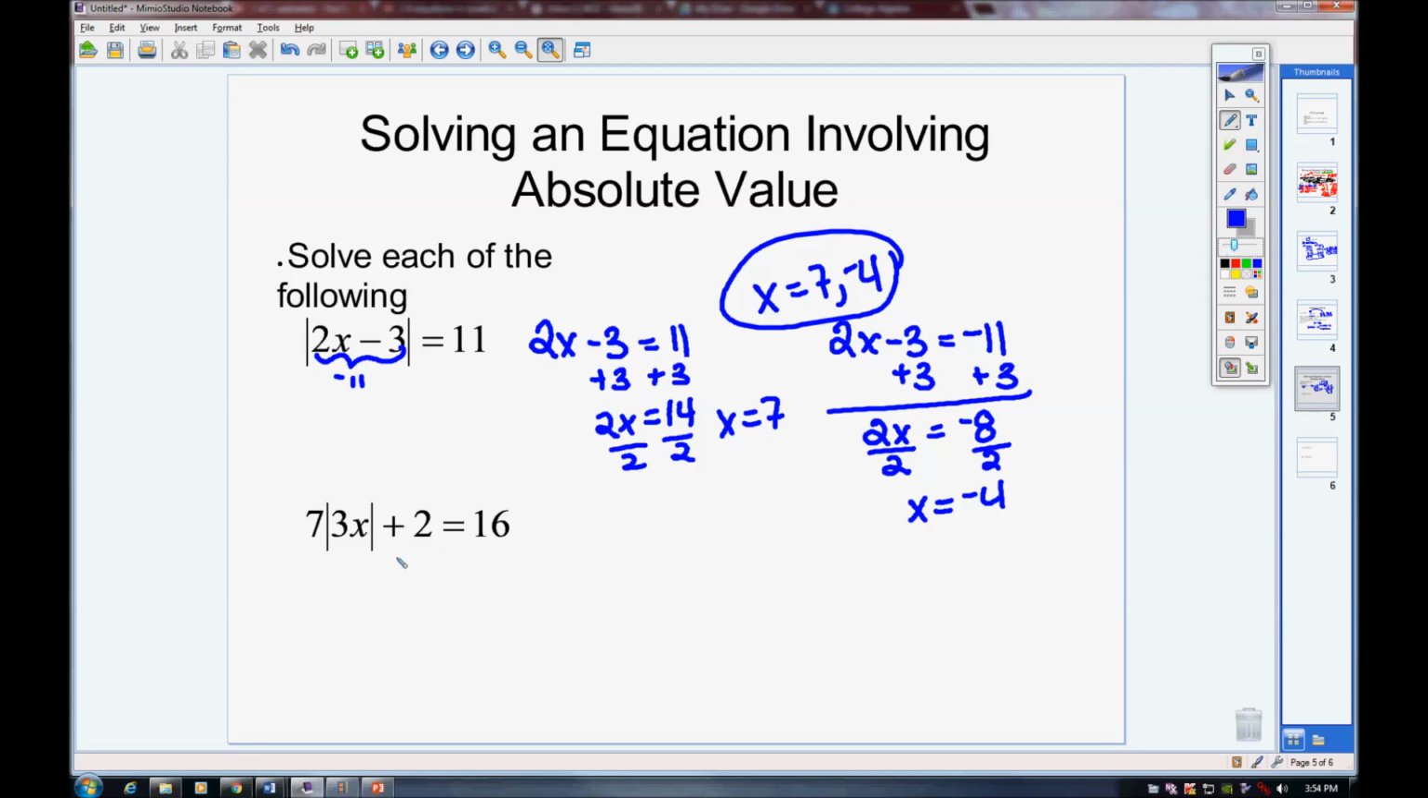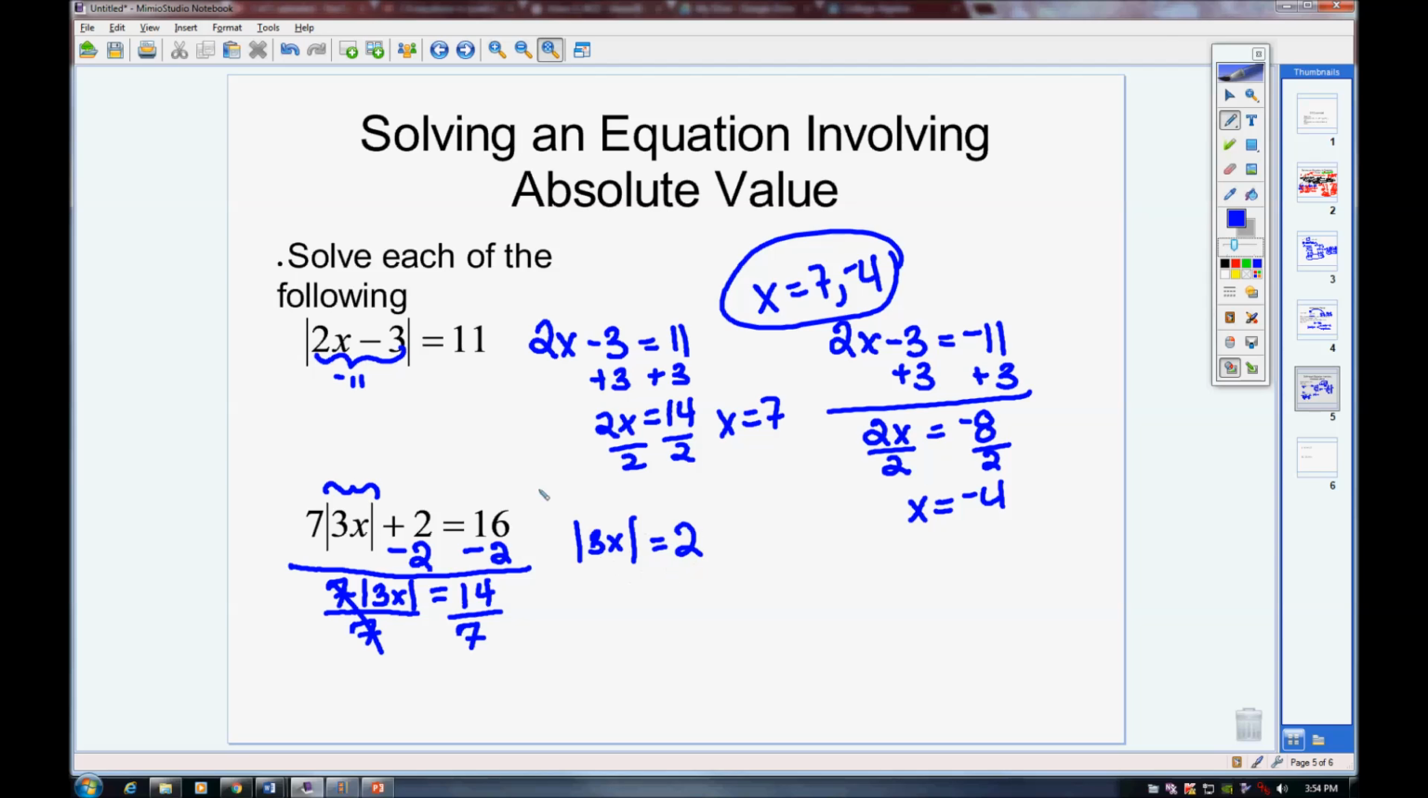This one's a little different. I need to isolate the part that has absolute value in it, kind of like when we were doing the square root method. So the first thing I'm going to do is subtract 2. 7 absolute value of 3x now equals 14. I still don't have the absolute value bars by themselves. I'm going to subtract, not subtract. I'm going to divide by 7. Don't subtract, that'd be silly. That leaves me with the absolute value of 3x equals 2.